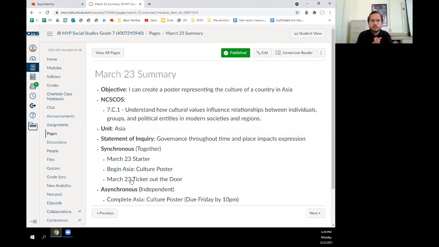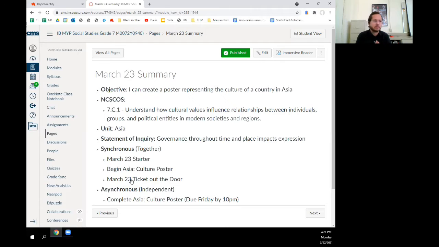So today your objective is to create a poster representing the culture of a country in Asia. North Carolina Standard Course of Study is the same as yesterday. Understand how cultural values influence relationships between individuals, groups, and political entities in modern societies and regions. Unit is Asia, and then the statement of inquiry: governance throughout time and place impacts expression.